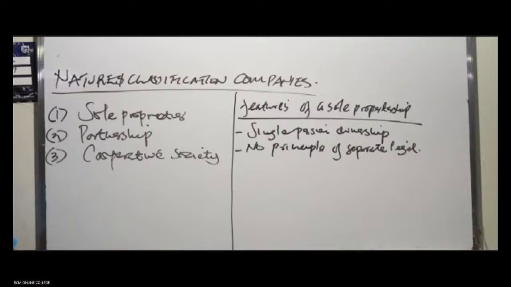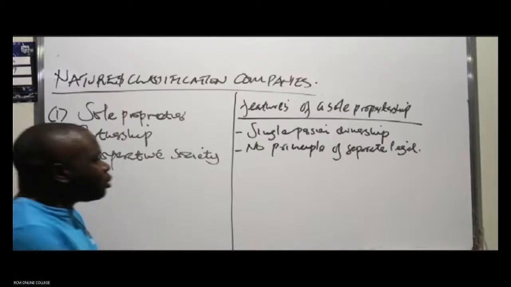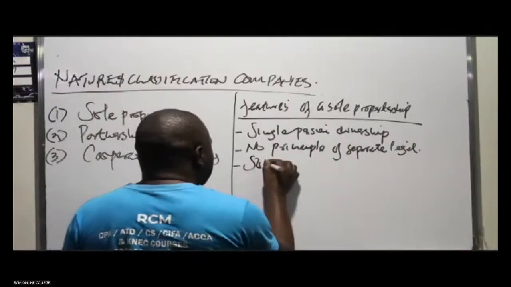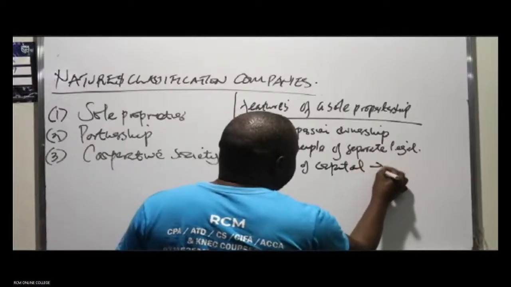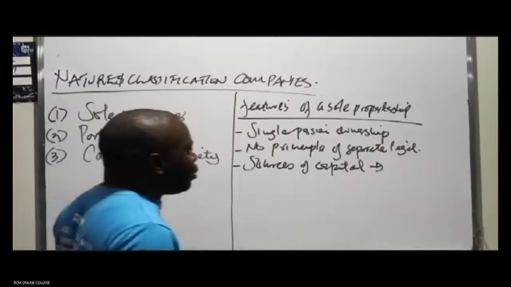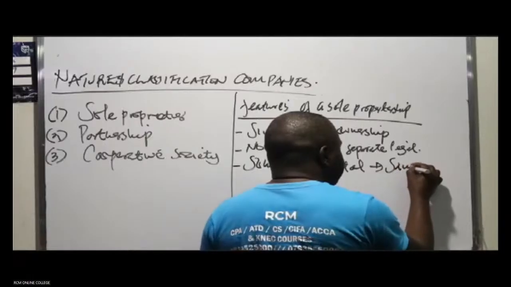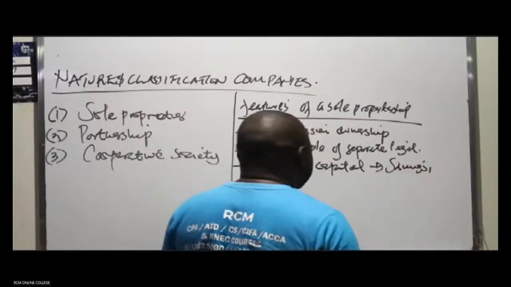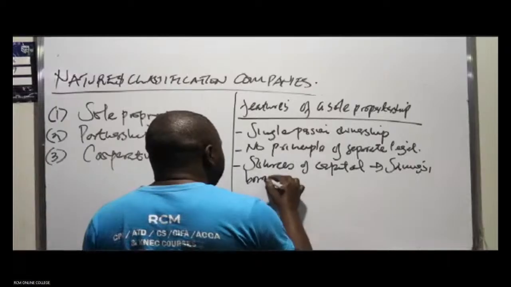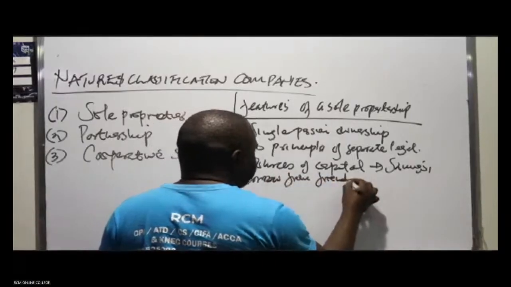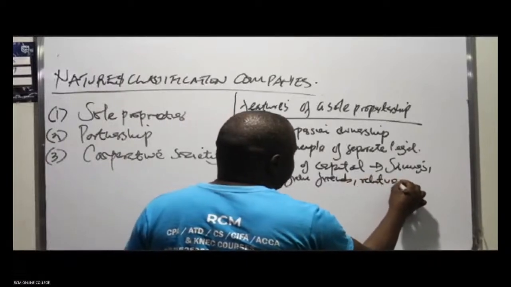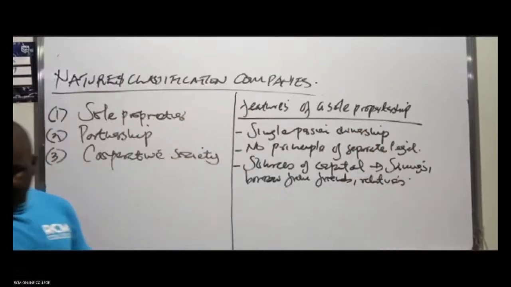I can see Slim says the owner raises capital alone. So he's the one who raises capital alone. Sources of capital, in this case, we can talk about maybe some savings, or borrowing from friends or relatives, to be able to get what? The source of capital.